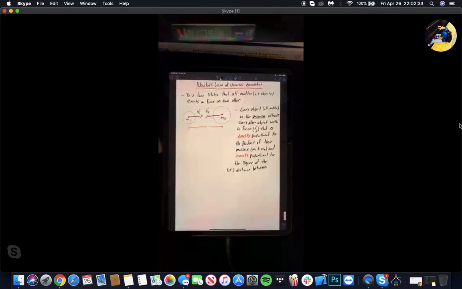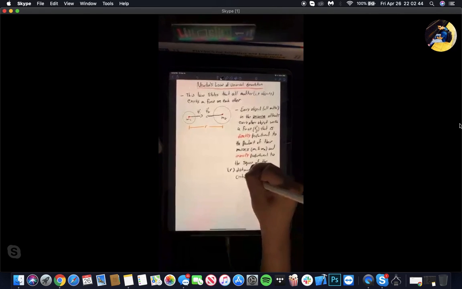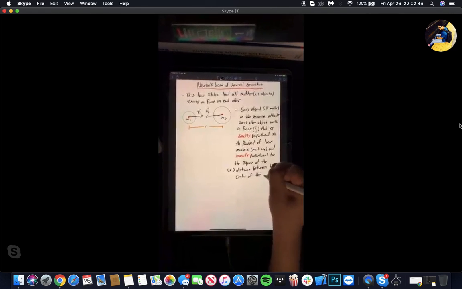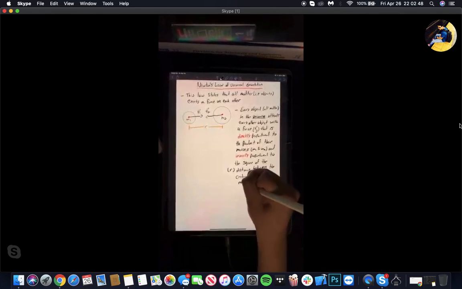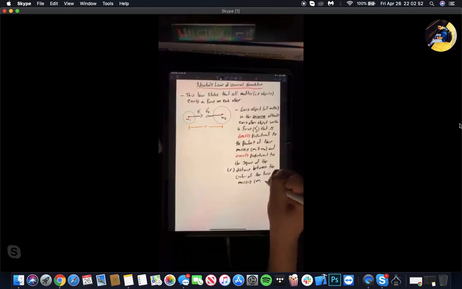R is represented. So, inversely proportional to the square of the distance between the center of the two masses, both of their centers, of the two masses again, M1, M2.